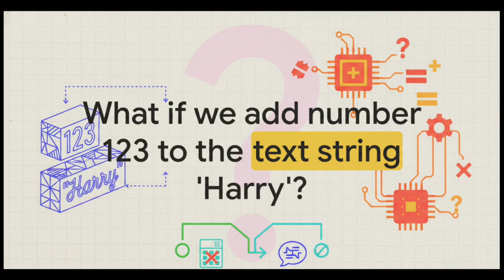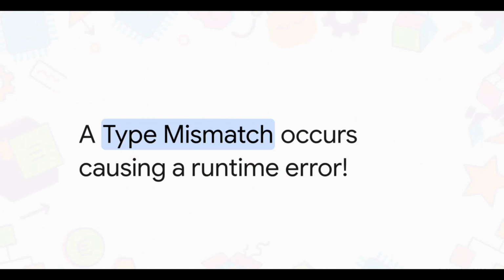What happens if we try to mathematically add the integer 123 to the text string Harry? If you say 123 plus Harry, it makes absolutely zero sense to the human brain. But how does the computer's brain react to that instruction? Boom, runtime error. The whole thing crashes. The machine is incredibly obedient, right? It tries to perform the mathematical operation you asked for.